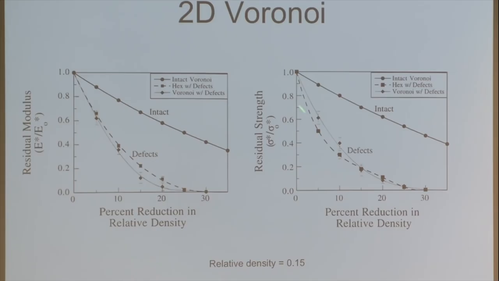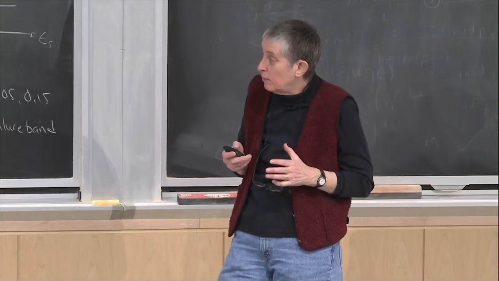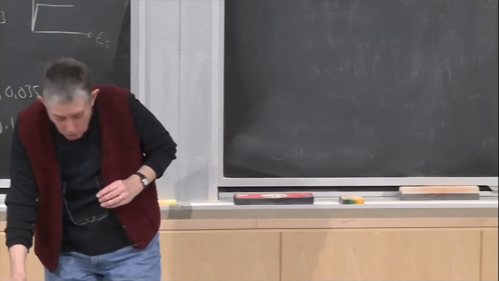So you can see that, this is kind of a simple model, but if you think of the bone, if you first thin the struts, you're going to lose a little bit of strength, but then if you start removing the struts, you're going to lose a lot of strength. And that's really where people run into a much higher risk of fracture, once you get to the point where you might be resorbing struts.